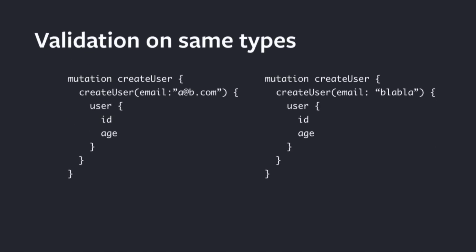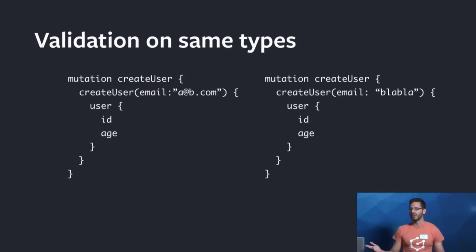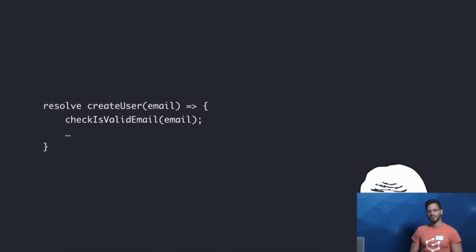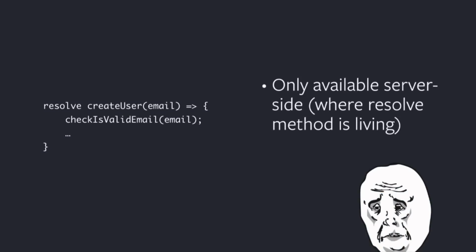But what happens, for example, if we want to create a user and we expect to receive an email, but email, as we all know, is a string, right? So in GraphQL, for handling this, we can either create a new type, an email type, which is kind of a string with validation, or we can add the validation in the resolver. But if we do that, what happens? The validation will be only available server-side, as it's living where the resolver lives. So it's not very easy.